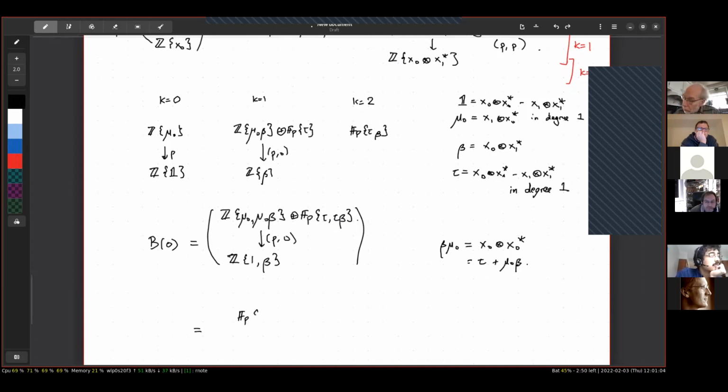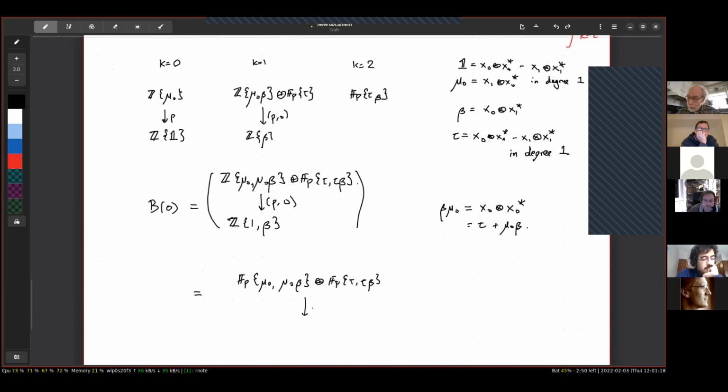fp join mu naught beta plus p tau beta and the z mod p squared with 1 comma beta. So there's a secondary A0, and we can compute it fairly explicitly.